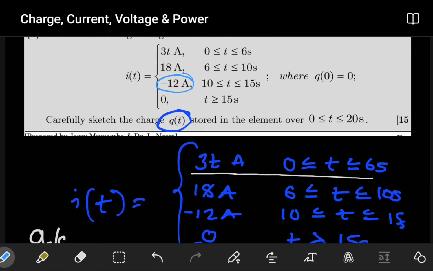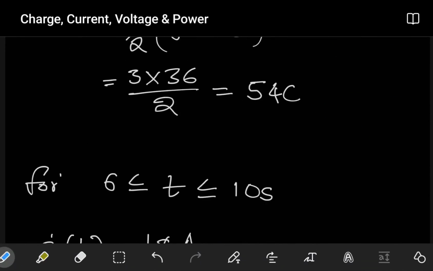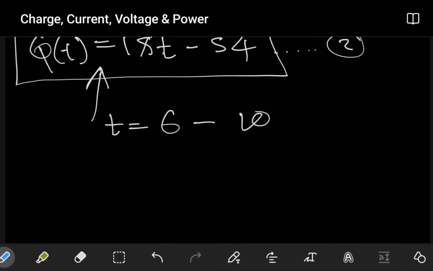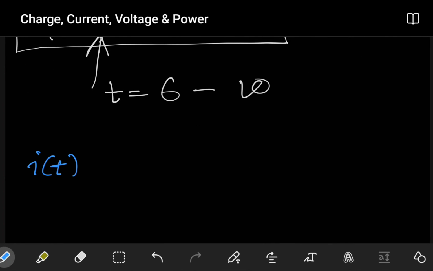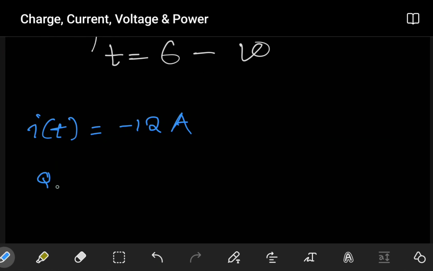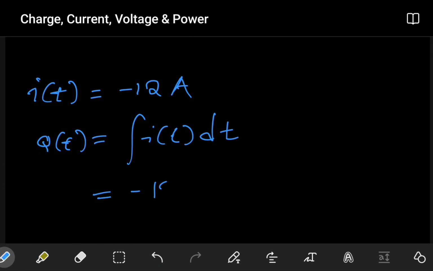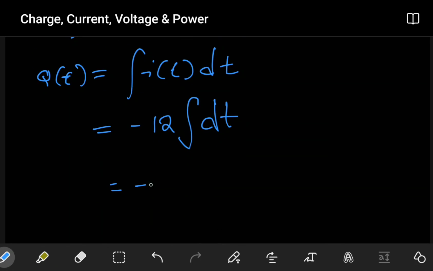I(t) is now equal to minus 12. So our current is now equal to minus 12 amps. Again, charge is equal to the integral of I(t) dt. Of course, this is minus 12. I'll bring it outside, then the integral of dt. So this is just minus 12.